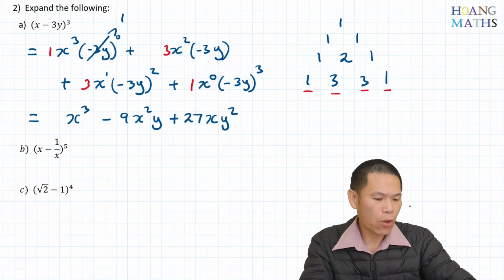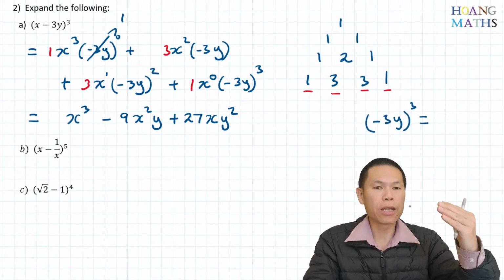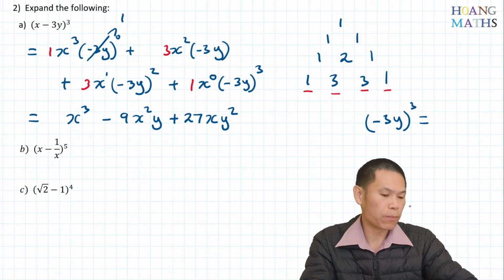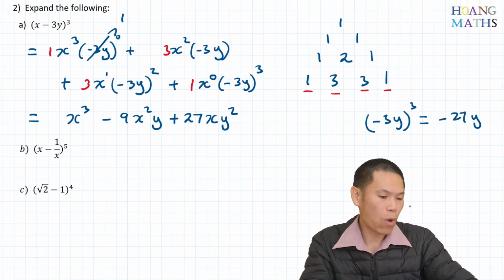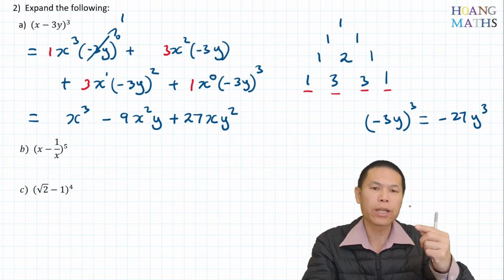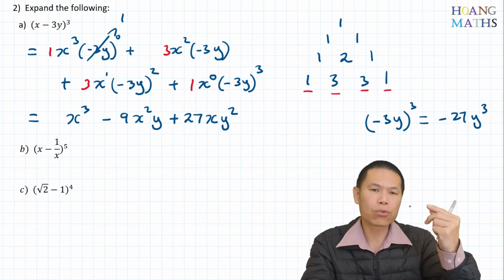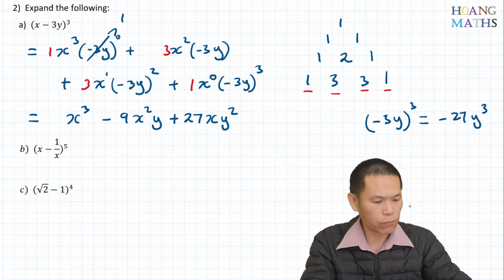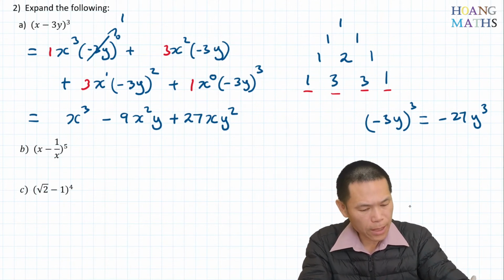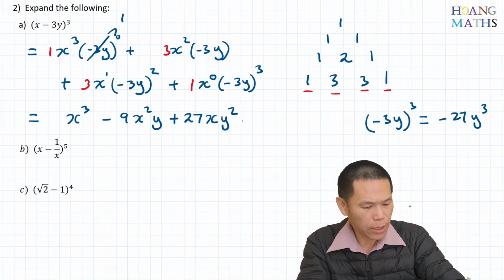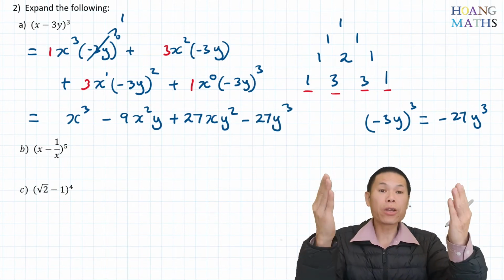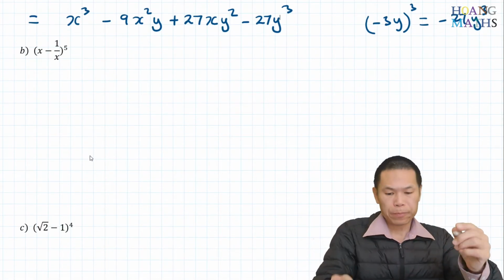And then we know that negative 3y to the power 3, because it's an odd power, should be a negative number. And 3 to the power 3 is 27, and then y to the power 3. Otherwise, you can just put it in a calculator: negative 3 all to the power 3. It should give you negative 27. And then we times 1. So this is negative 27y to the power 3. There you go. Next one.